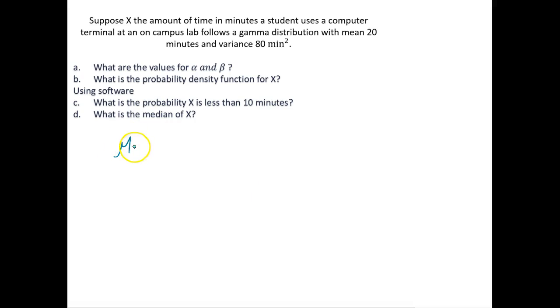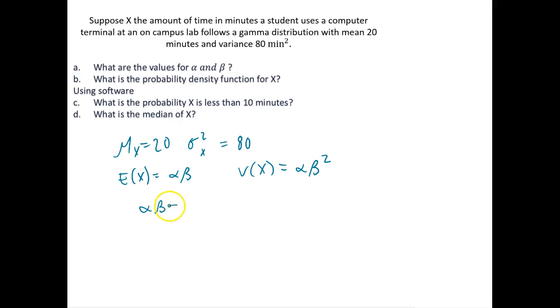Well, if mu of X is equal to 20 and sigma X squared is equal to 80, we know that the average of a gamma distribution, so the expectation, is equal to alpha times beta, and the variance of X is equal to alpha times beta squared. So basically we have two equations and two unknowns. So alpha times beta is equal to 20, and alpha times beta squared is equal to 80.